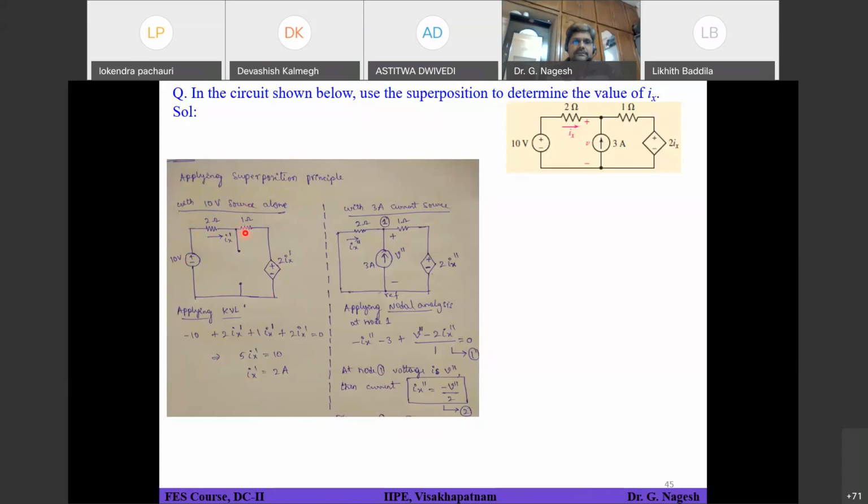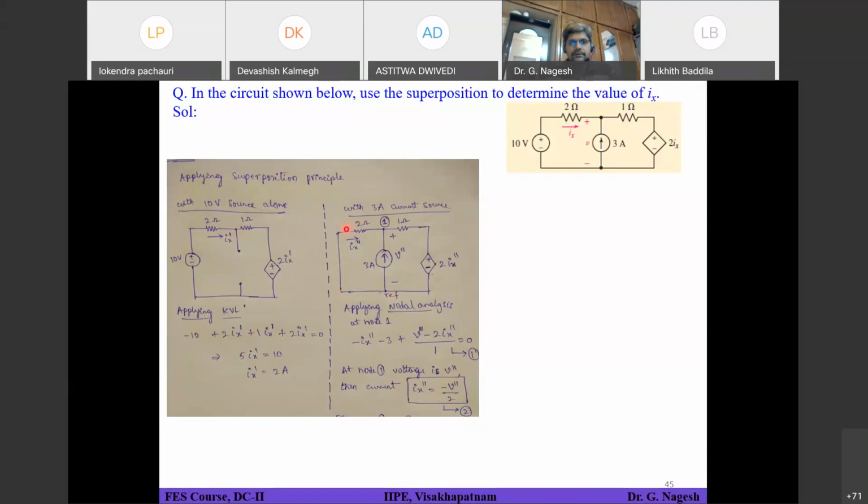To find Ix, you have to go to the second stage of your solution. So how to do that? In the second stage, you are considering the second source, which is the 3 amperes independent current source present in the circuit. And the independent voltage source needs to be replaced by its internal resistance. What is the internal resistance of a voltage source? It is 0. So that's why we have replaced it with a short circuit.